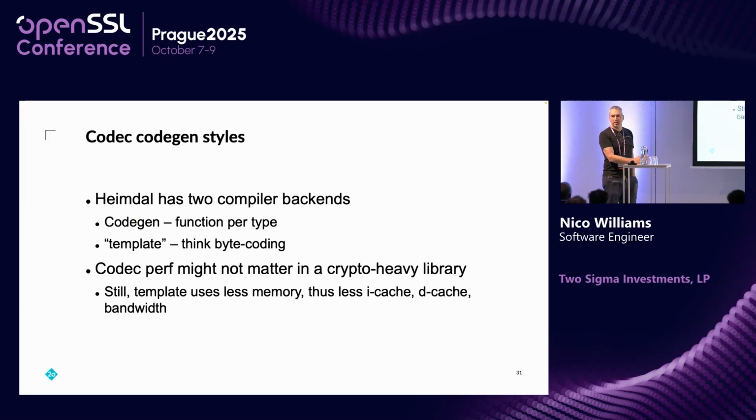And what that means is that in today's systems where cache pressure matters, right? Especially your iCache, these can actually go faster. Well, that's the theory anyways. I've not measured it because for PKIX and Kerberos, it doesn't matter. You're doing crypto, so your codec performance is not going to matter that much.